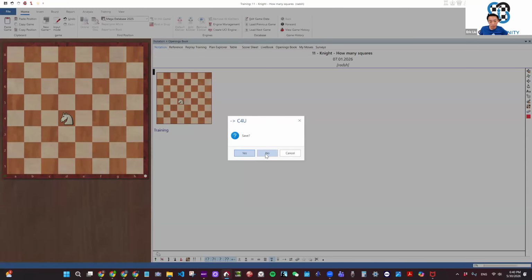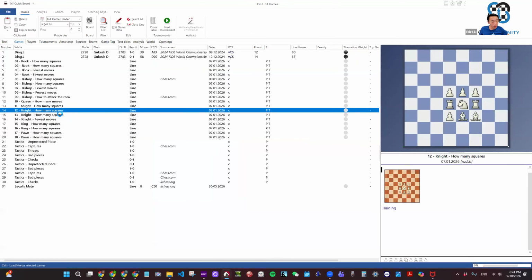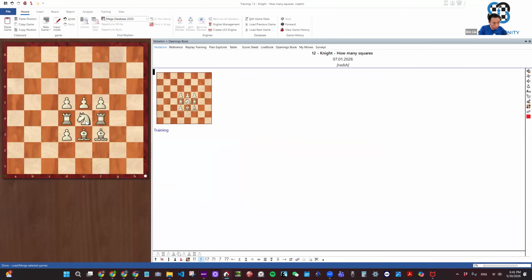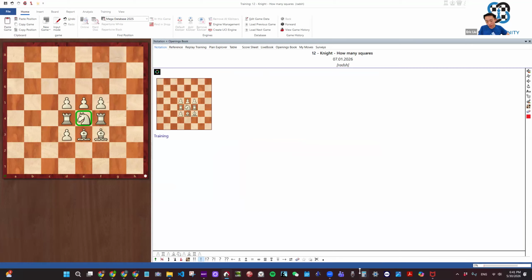What about now? Here's our knight. How many different squares can the knight move to now? A little tricky, but it's not that hard.